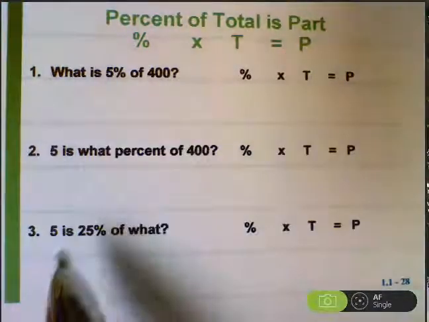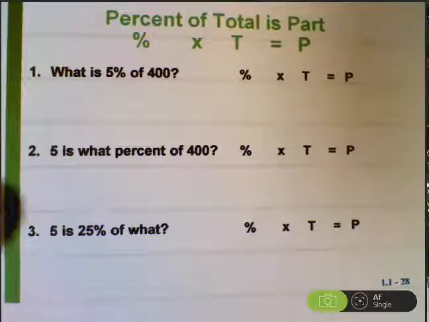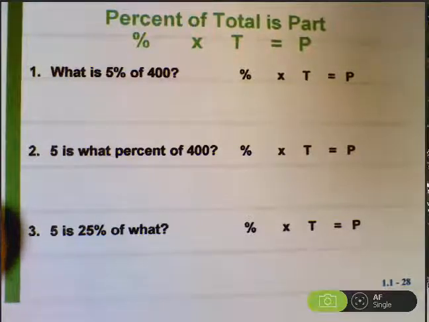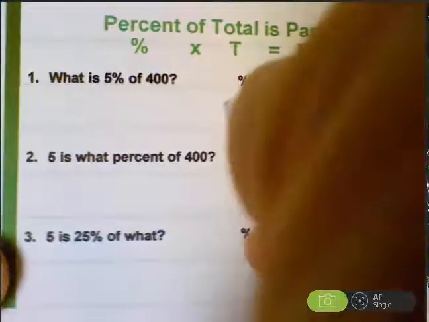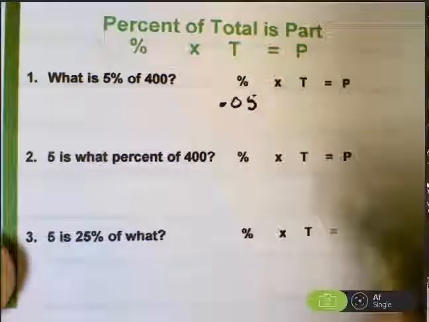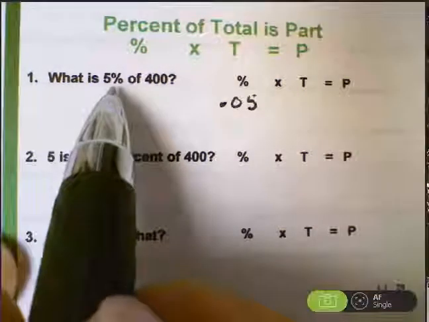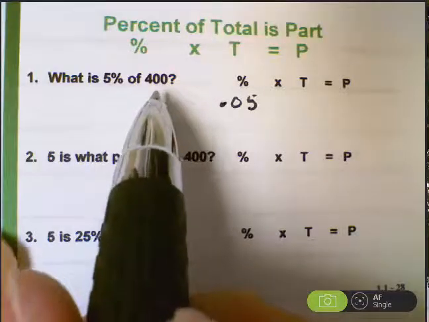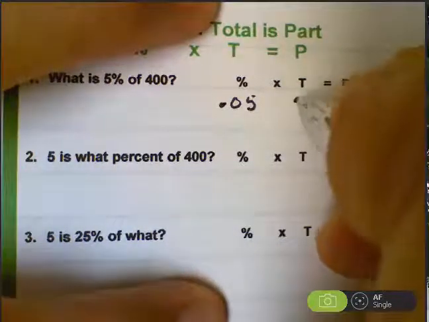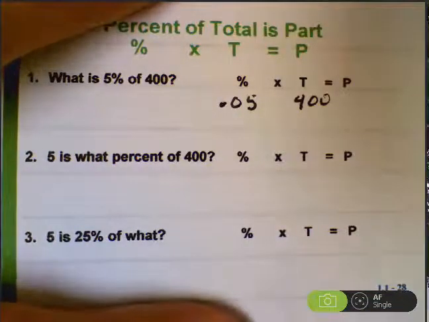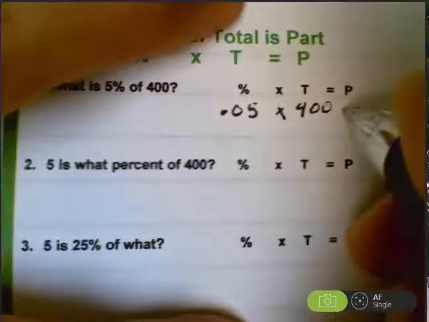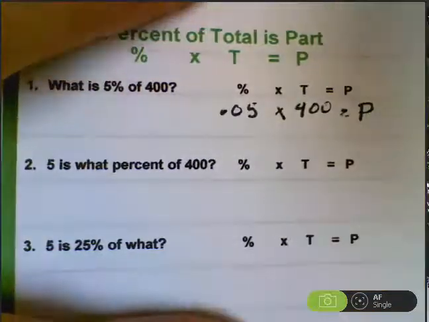For each of these problems, I need to figure out which two pieces of that puzzle I'm given and which I'm looking for. And number one, 5% is obviously the percent. If I'm given a percent, I have to put it into the equation as a decimal. So 5% as a decimal is 0.05. What is 5% of 400? That 400 is the total, and I'm looking for the part. So 0.05 times 400 will give me the part.